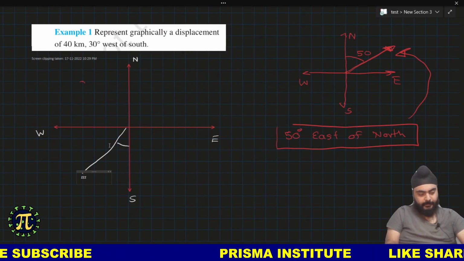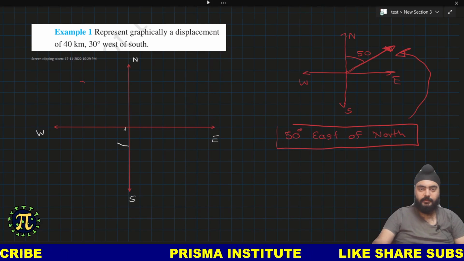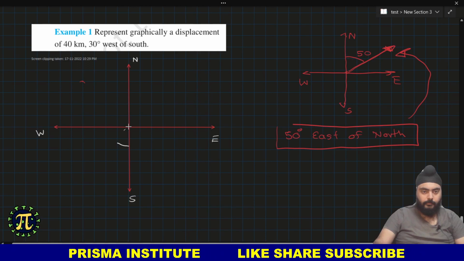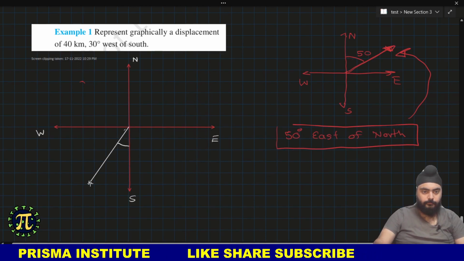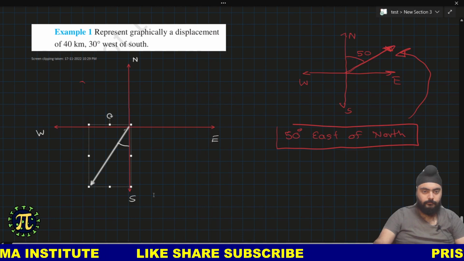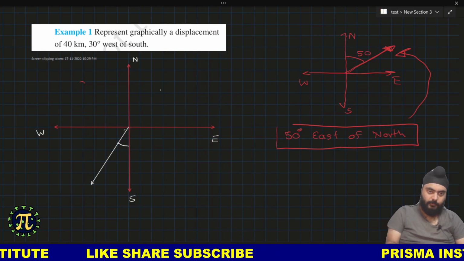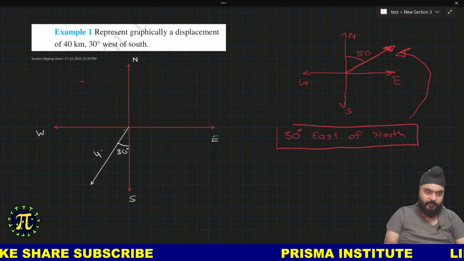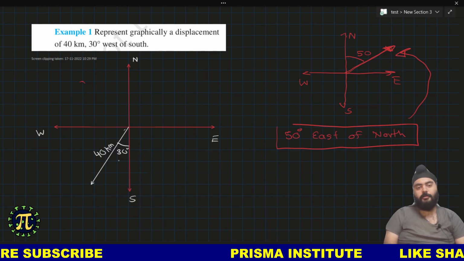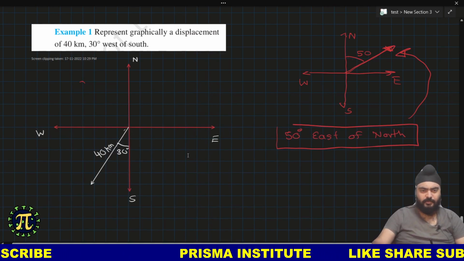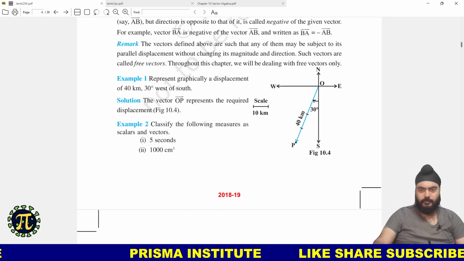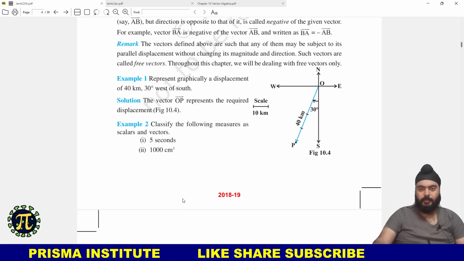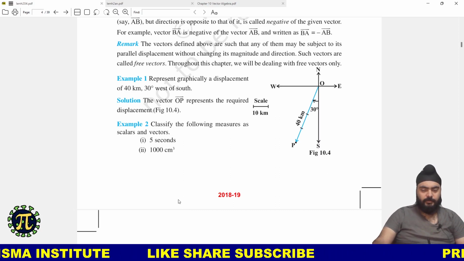Maybe a little bit cleaner. Okay, so let's say this angle is 30 degrees and this length is 40 kilometers. So this can be a good representation of this question. Let's say the NCERT solution should be similar. If you want, you can of course draw a scale also.